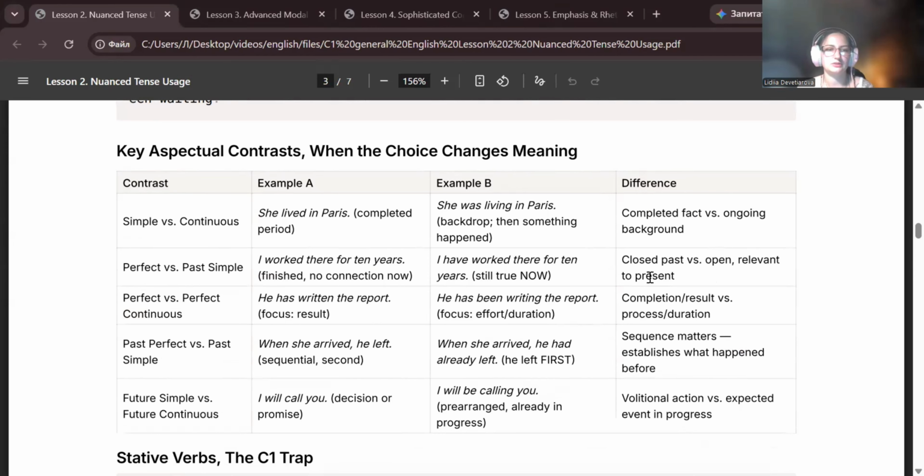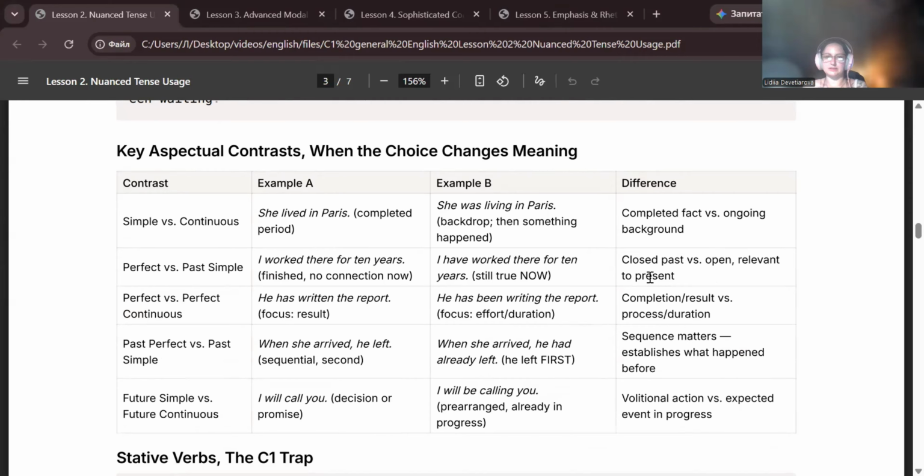And let's go to some key aspectual contrasts. When the choice changes meaning. Simple and continuous. She lived in Paris. Completed period. She was living in Paris. Backdrop. Then something happened after that. Completed fact and ongoing background.